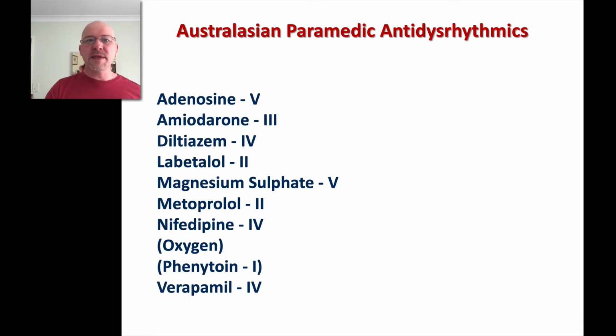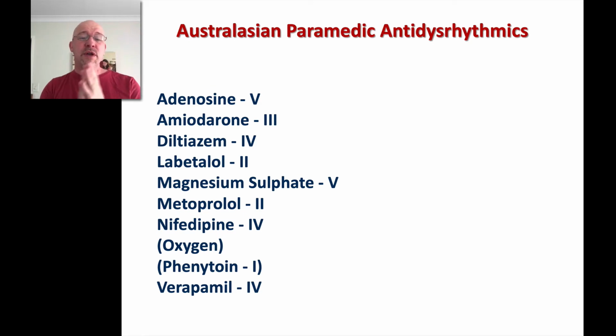So what do paramedics in Australia actually use? I've given this Vaughan Williams classification there. We often carry, either at the advanced or the second tier level, ICP, CCP, or MICA in Victoria. These are the different sorts of drugs that you'll commonly see. Adenosine, amiodarone, diltiazem, a calcium channel blocker, labetalol, obviously a beta blocker, magnesium, metoprolol, nifedipine, a calcium channel blocker, and down here, verapamil, another calcium channel blocker.